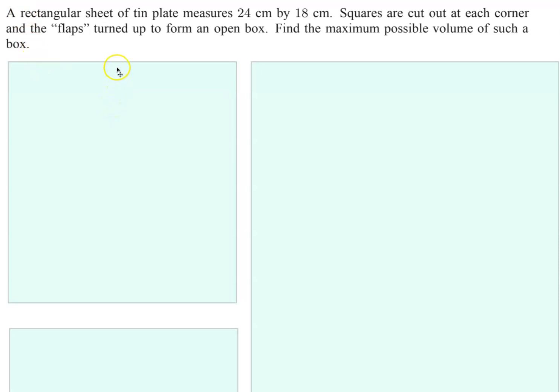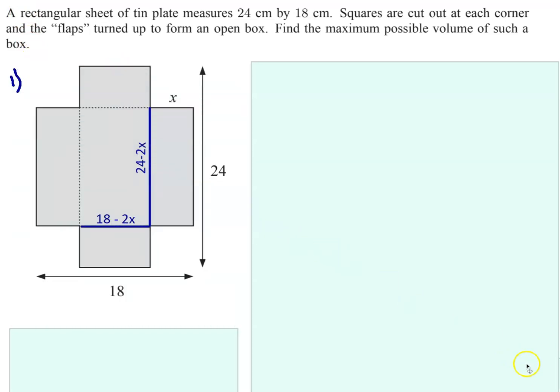Okay, let's see how you went with that. So here's my diagram. That was the sheet of tin, 24 centimeters from top to bottom, 18 centimeters wide. I've cut out the four corners. I don't know how big the corners have to be because the volume depends upon the size of the corners. So I've called that distance there x.